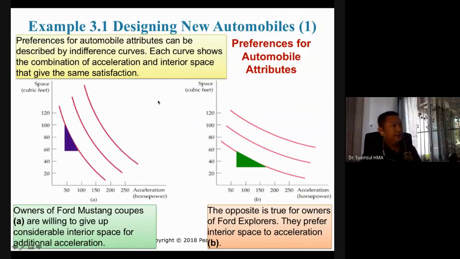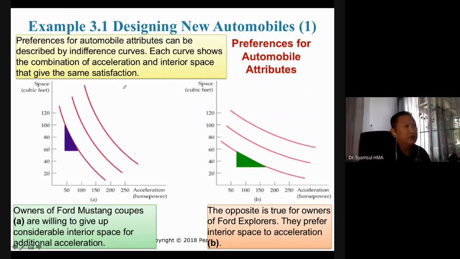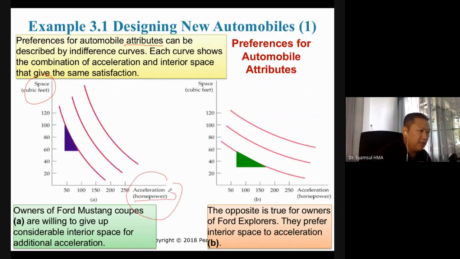So, perfect complement. All right. Now let's give an example of a new automobile, a car. You see this is two groups of people, two types of car, two different preferences for automobiles. The attributes for this automobile are space, which means the cabin area, how big is the inside of your car, and acceleration, the horsepower, the engine power. Between two cars: this is the Ford Mustang, and this one is the Ford Explorer.